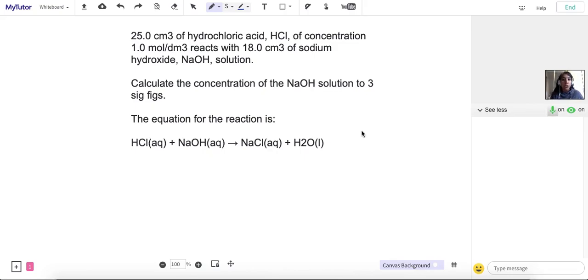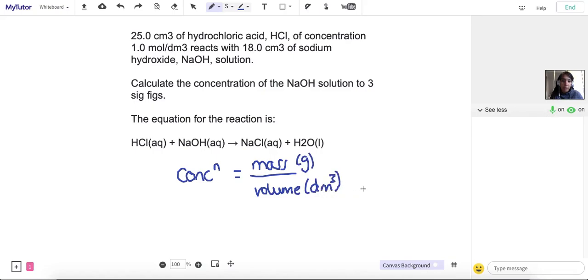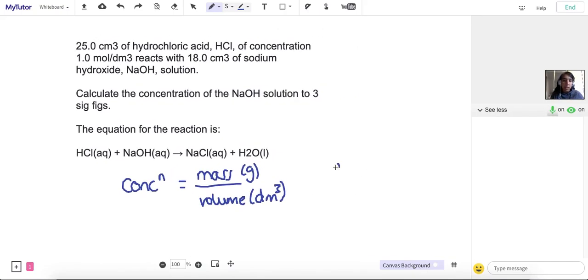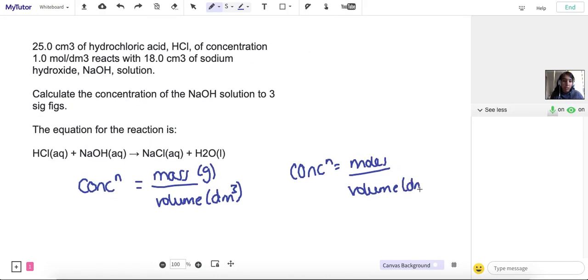So to tackle this question, we need to know how to calculate the concentration, and there are 2 equations that we've learnt this week. The first one is that the concentration, I'm just writing that in shorthand, equals the mass over the volume. And remember that mass needs to be in grams and the volume needs to be in decimetres cubed. And the second one that we've done is that the concentration equals the number of moles divided by the volume. And again, the volume needs to be in decimetres cubed.